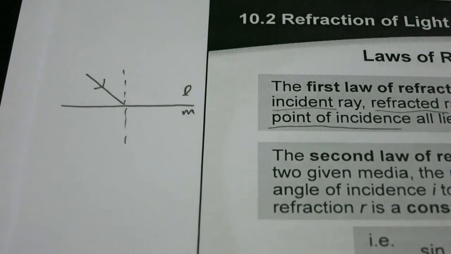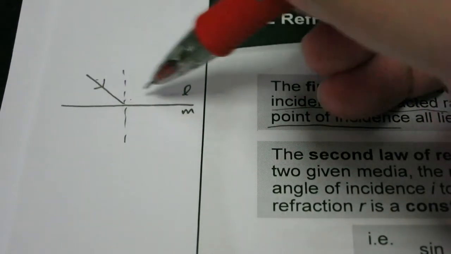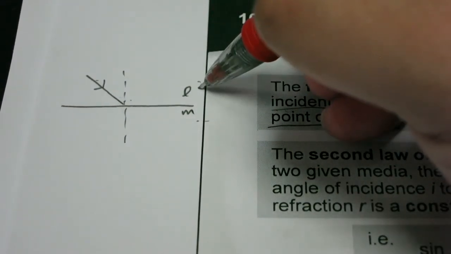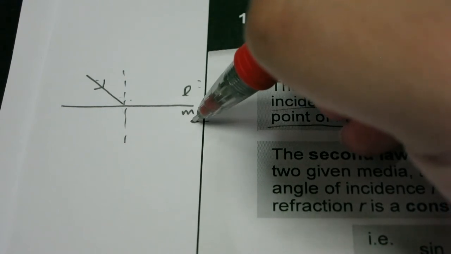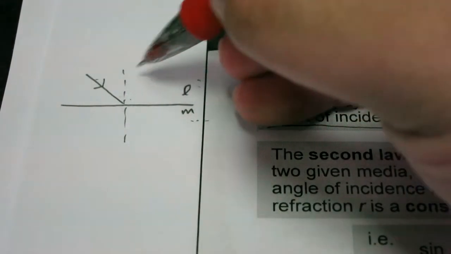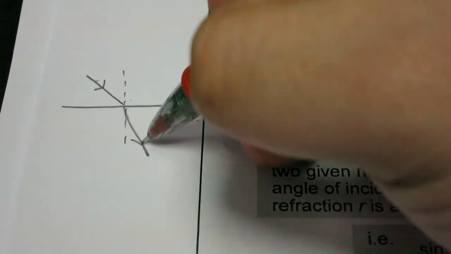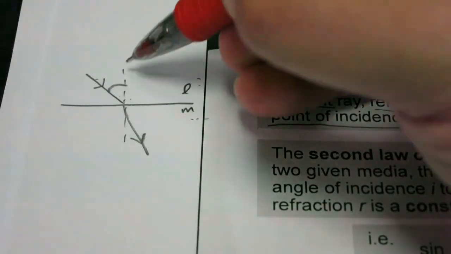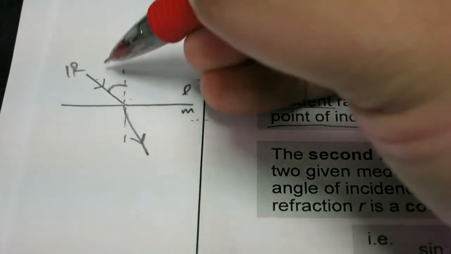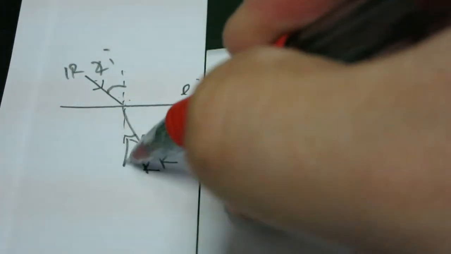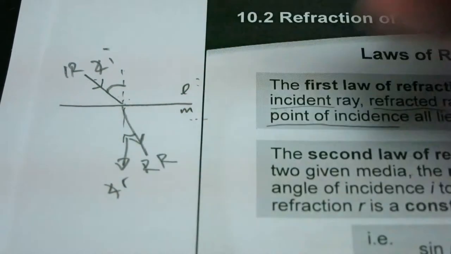Alright, so I'll just show you an example. Let's say I have light hitting a boundary between two mediums. One of them is an optically less dense medium, L. Another one is an optically more dense medium, M. When this happens, refraction will occur because the light will bend in a certain way. I'll explain why it bends shortly. The definition of angle of incidence is still the same. It's between the normal and the incident ray. So this is the angle of incidence. The light ray that goes through is called the refracted ray. The angle of refraction is the angle between the normal and the refracted ray.